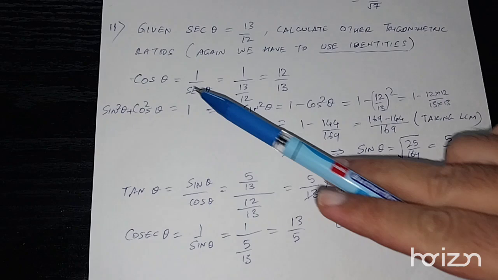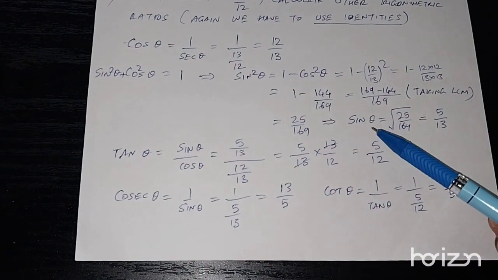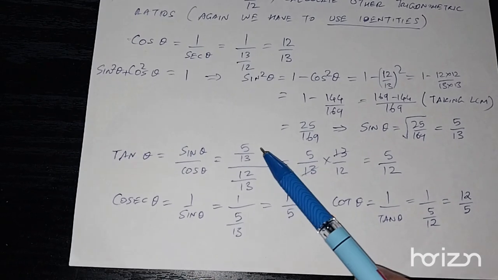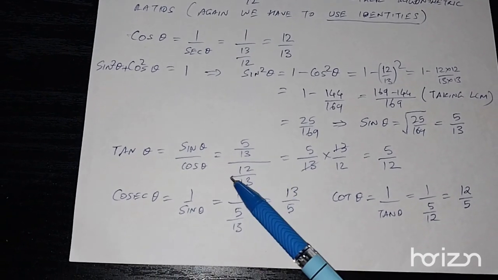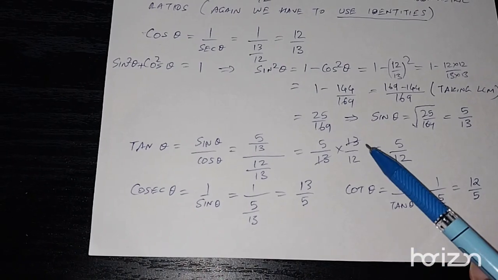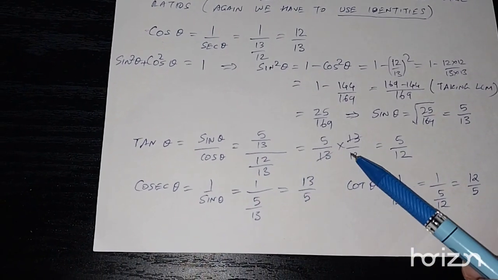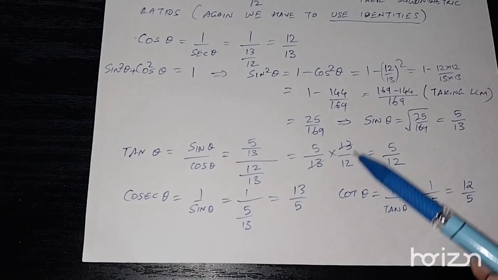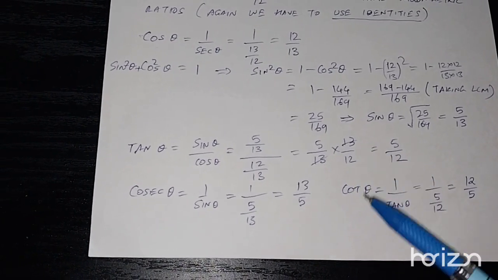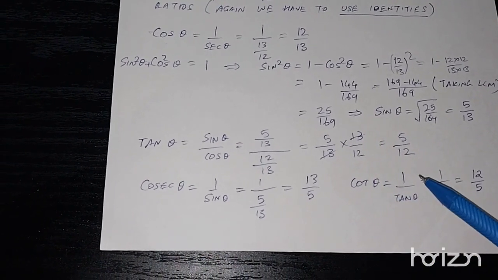Okay, so we got the cos theta, we got the sin theta, we can get the tan theta by doing sin by cos as we did before, which is 5 by 13 divided by 12 by 13, substituting from here and here. Okay, again since this is a division and this is a fraction, it will get inverted. So 13 by 12, 5 by 13 into 13 by 12, 13 cancels, we get 5 by 12.